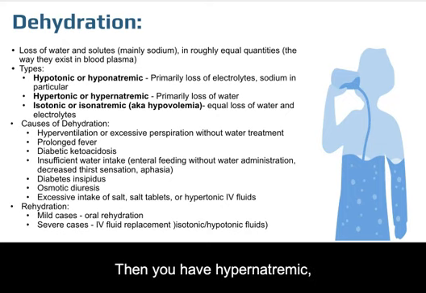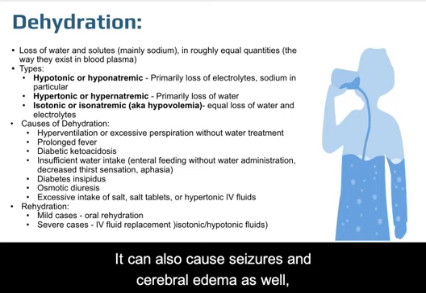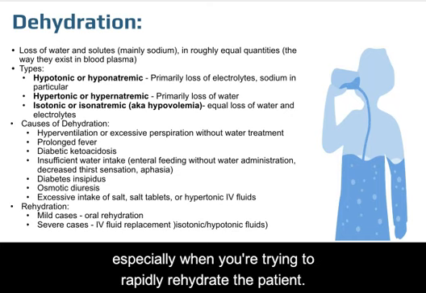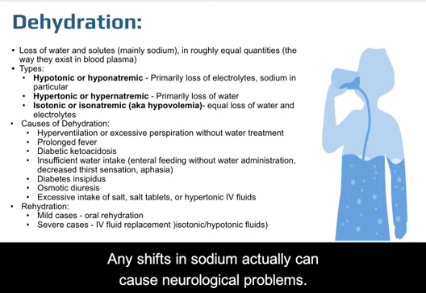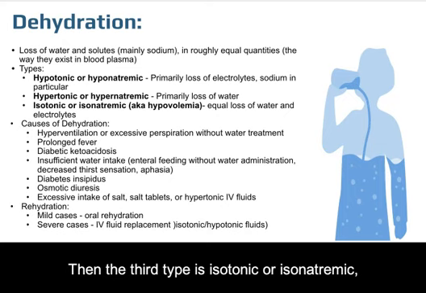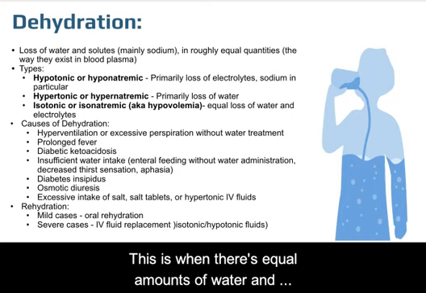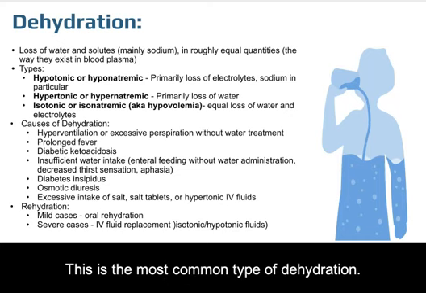Then you have hypertonic or hypernatremic dehydration. This is primarily the loss of water. It can also cause seizures and cerebral edema as well, especially when you're trying to rapidly rehydrate the patient. Any shifts in sodium actually can cause neurological problems. Then the third type is isotonic or isonatremic, also known as hypovolemia. This is when there are equal amounts of water and electrolytes lost. This is the most common type of dehydration.